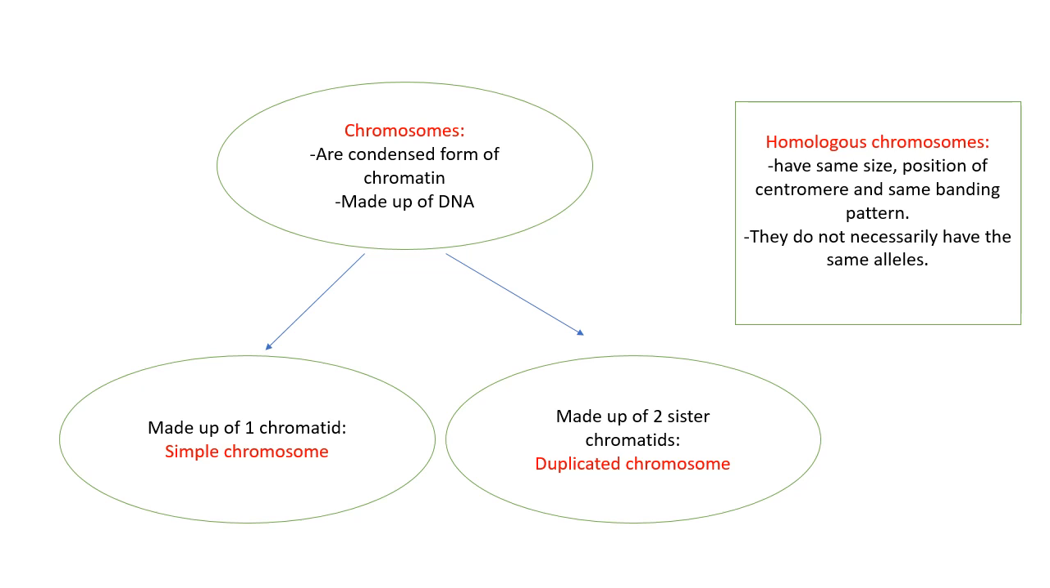Chromosomes are the condensed form of chromatin. They are made up of DNA, or deoxyribonucleic acid, and they are made up of one chromatid, a simple chromosome, or made up of two sister chromatids. They are duplicated chromosomes, and the two sister chromatids are identical to each other. Homologous chromosomes have the same size, position of centromere, and same banding pattern, but they do not necessarily have the same alleles.